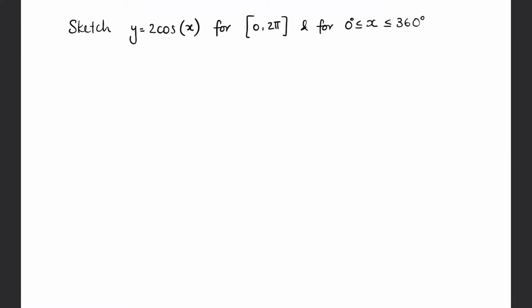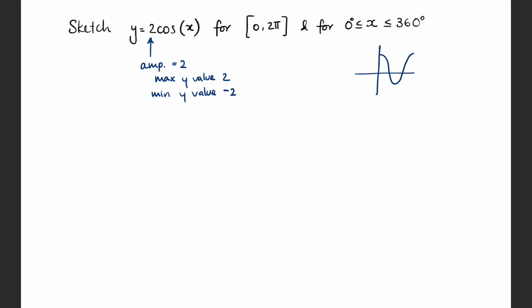So if we look at the following question, we've been asked to sketch y equals 2 cos of x. What I would start by doing is identifying what the graph actually looks like. We know a cos graph will look something like this, and we know that we have an amplitude. So I'm just going to write amp of 2. That means a maximum y value of 2 and a minimum y value of negative 2.